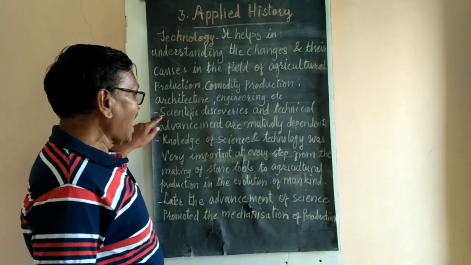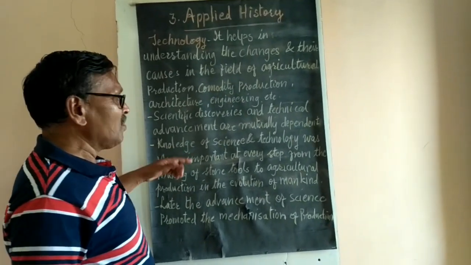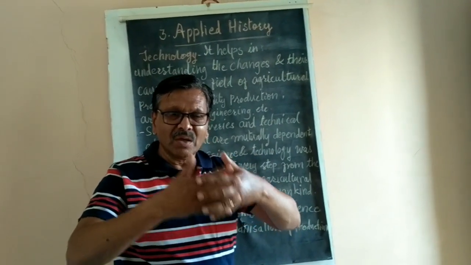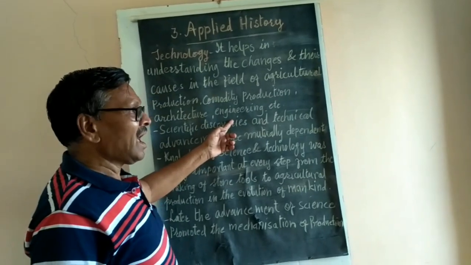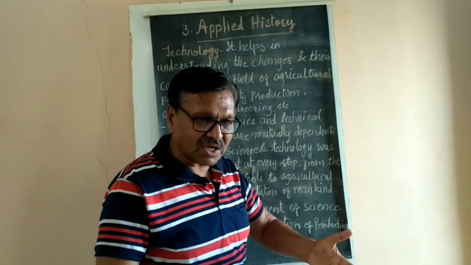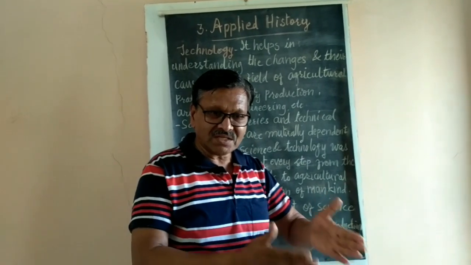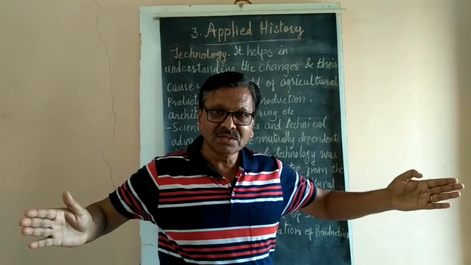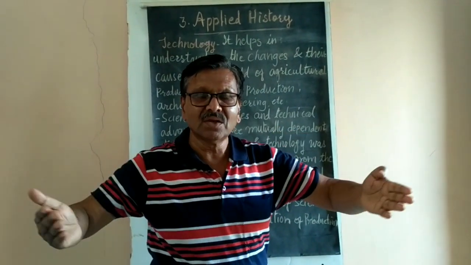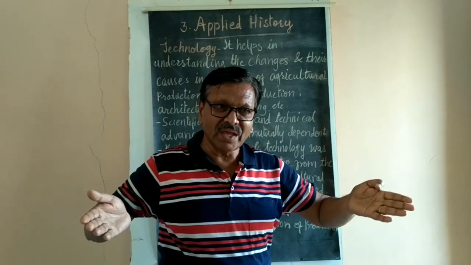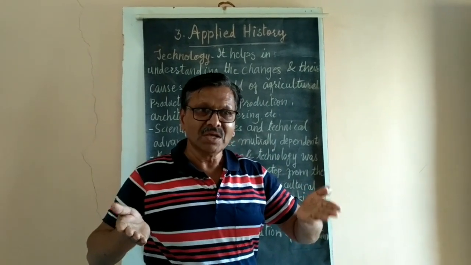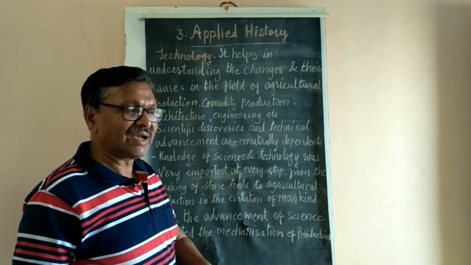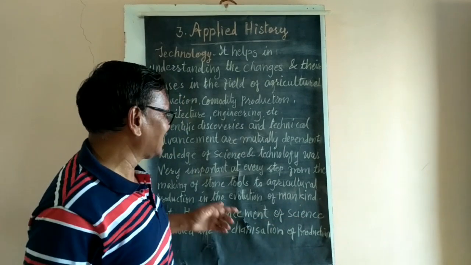Scientific discoveries and technological advancement are mutually dependent on each other. Once a scientific discovery is made, the quantity has to be increased so that it suffices the needs of the people in a shorter way. Therefore, technology is used so that the quantity is increased.